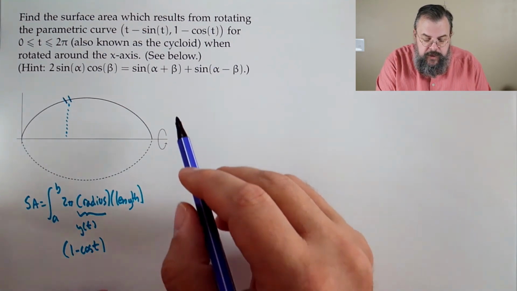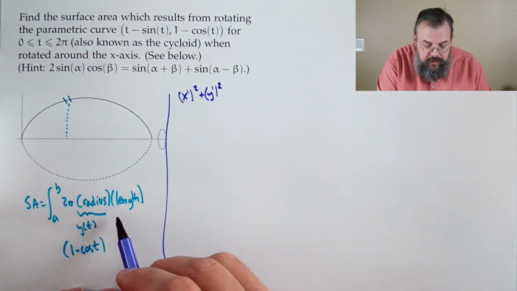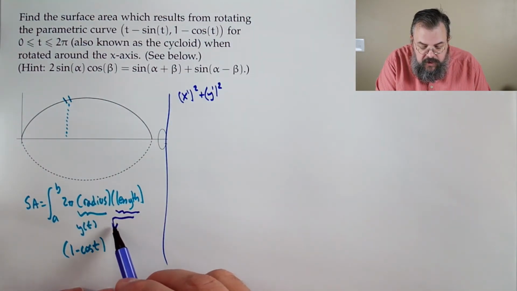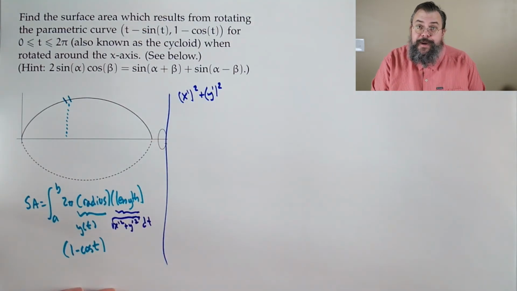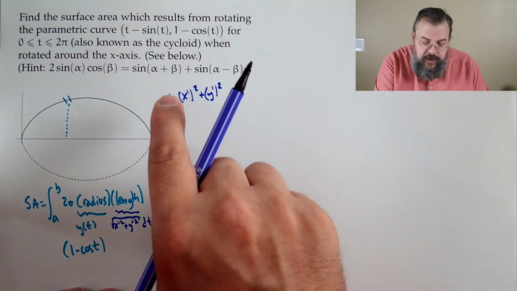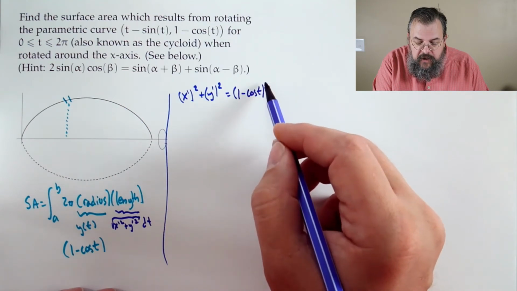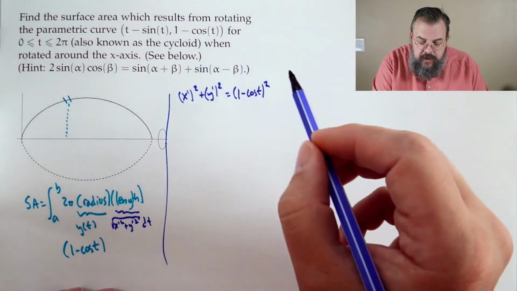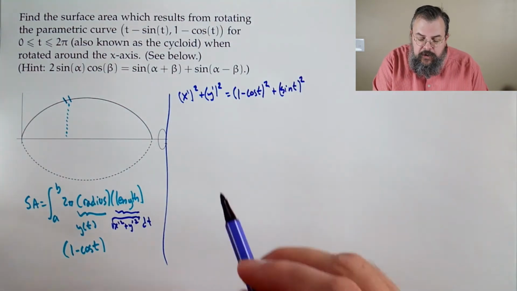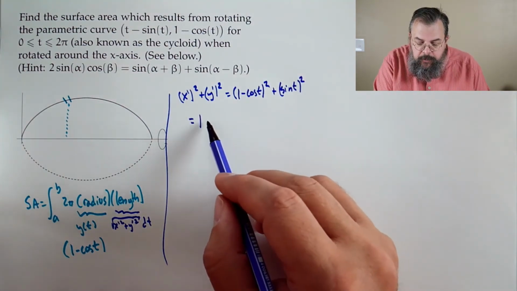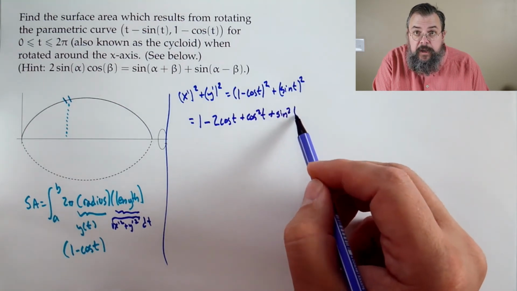What is the length? Well, we're going to take x prime squared plus y prime squared. Because remember, the length is the square root of x prime squared plus y prime squared dt. So we need to figure out what's happening with x prime squared and y prime squared. Well, the derivative of x is 1 minus cosine t, squared. The derivative of y is sine of t, squared. All right, well, what does that become? It becomes 1 minus 2 cosine t plus cosine squared t plus sine squared t.